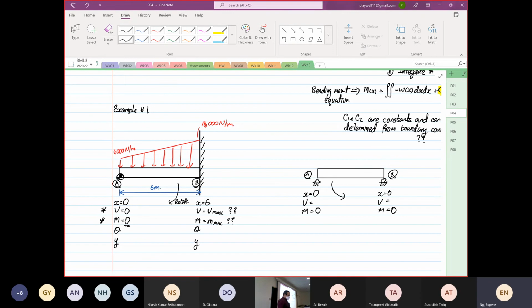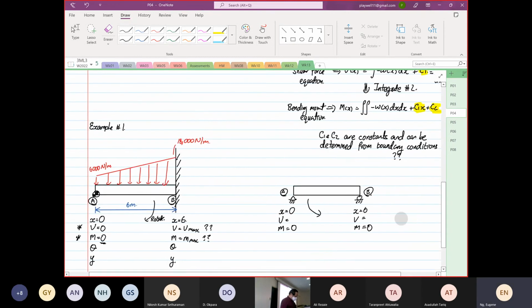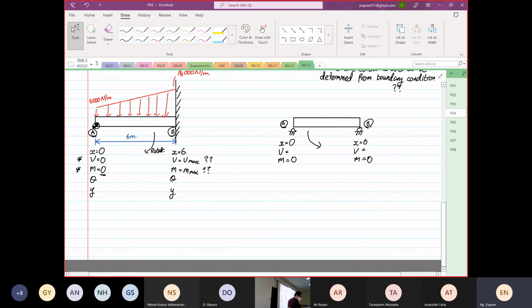So again, you can form two boundary conditions. How many unknowns do we have? Two unknowns. Two unknowns, two boundary conditions is enough. If you have four unknowns, you need to have four boundary conditions. So let's start with this. Now I taught you how to solve for C1 and C2.